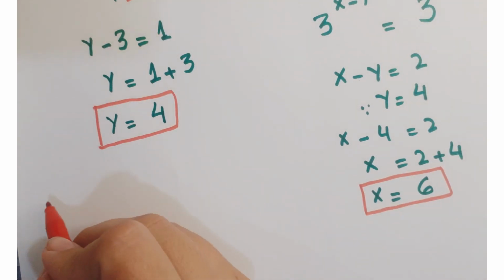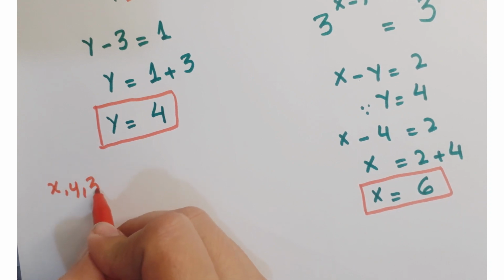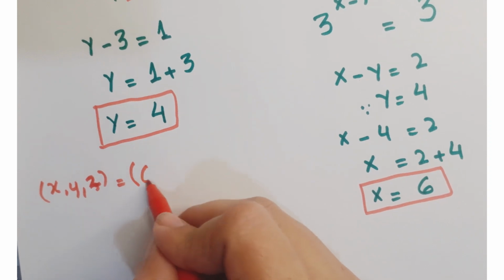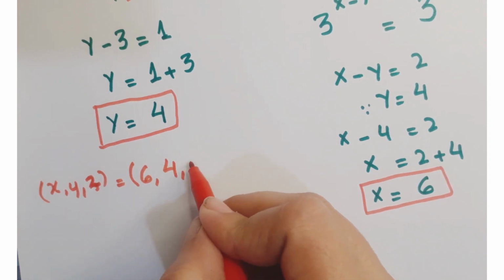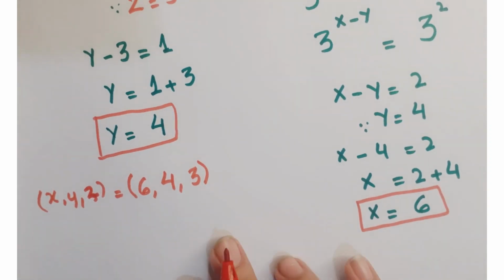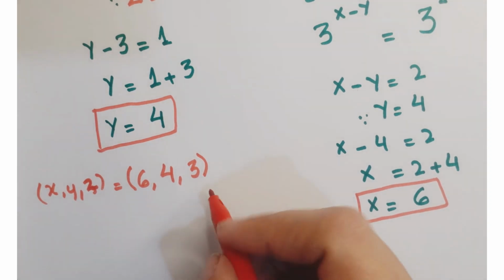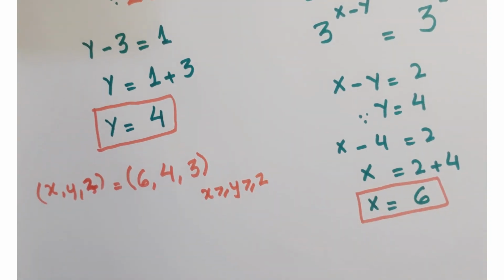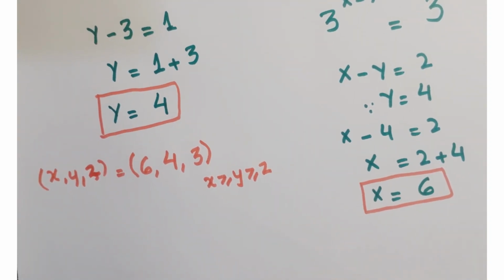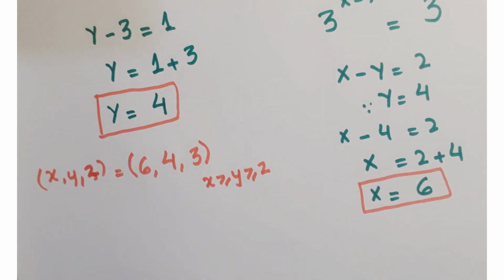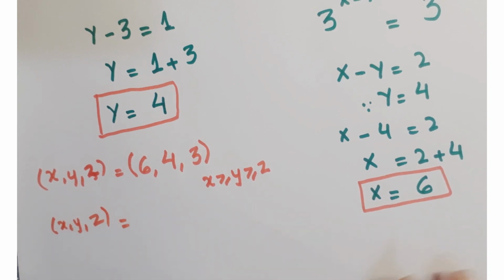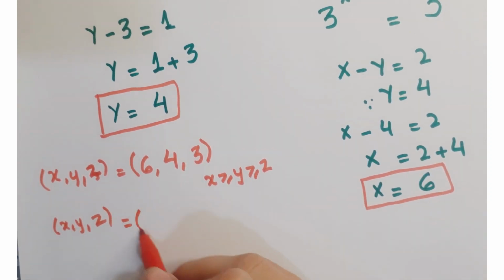Now the solution of x, y, z is x is 6, y is 4 and z is 3. This is the solution in the case when we suppose that x is greater than y is greater than z. But it's not compulsory that they are greater than each other. In fact, the values can interchange as well. So there are 6 total possible solutions of this equation.